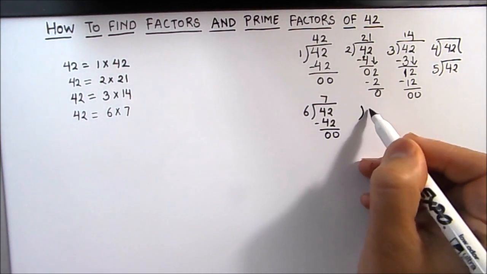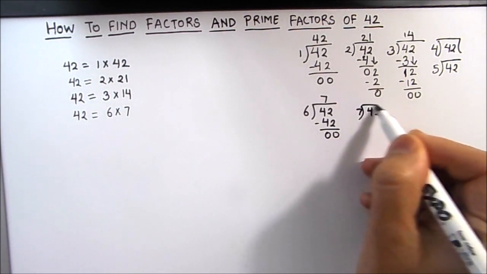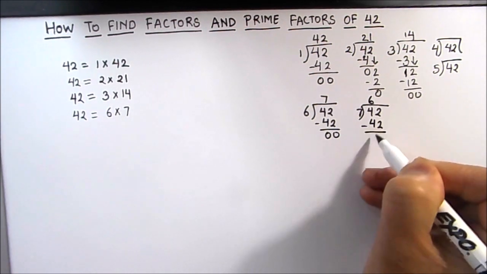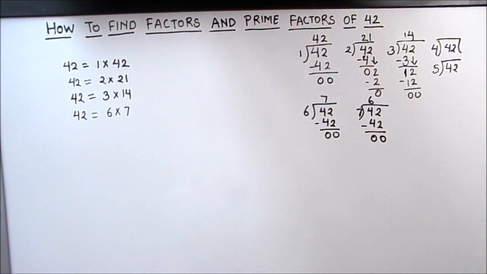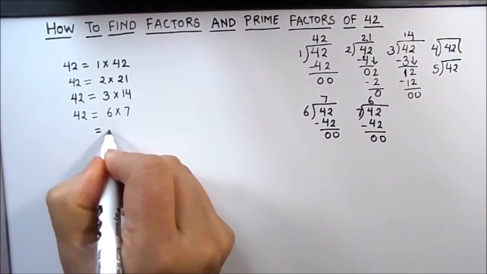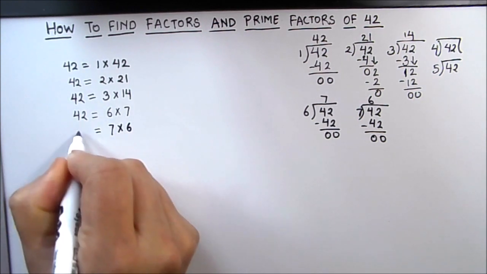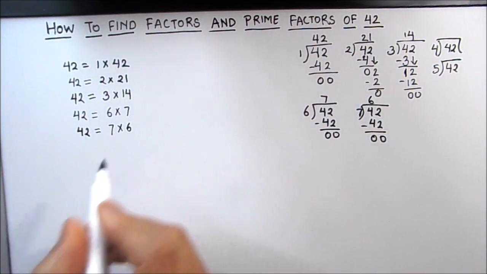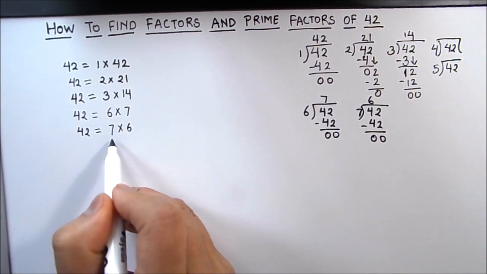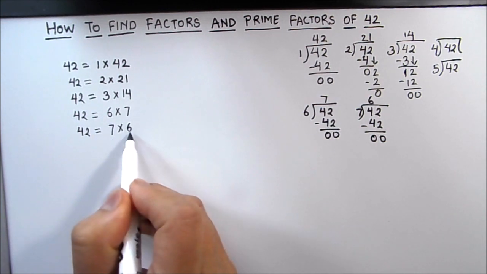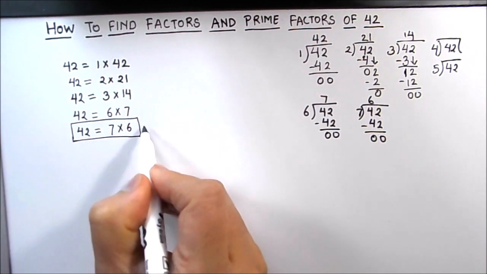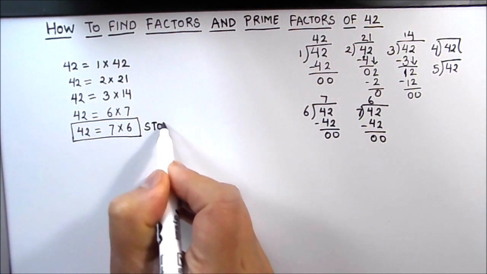Next we'll divide 42 by 7. So 7 times 6 is 42 and we got 0 remainder. So 7 is also a factor of 42. But now we see that we are getting repeated factors. We already got 6 times 7, and now after dividing it by 7 we got 7 times 6. So when we get repeated factors, we stop our division and will not consider the repeated factors.